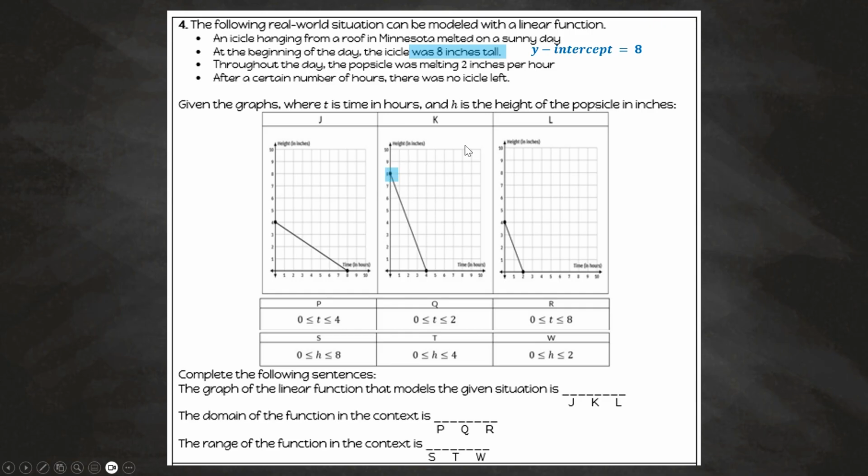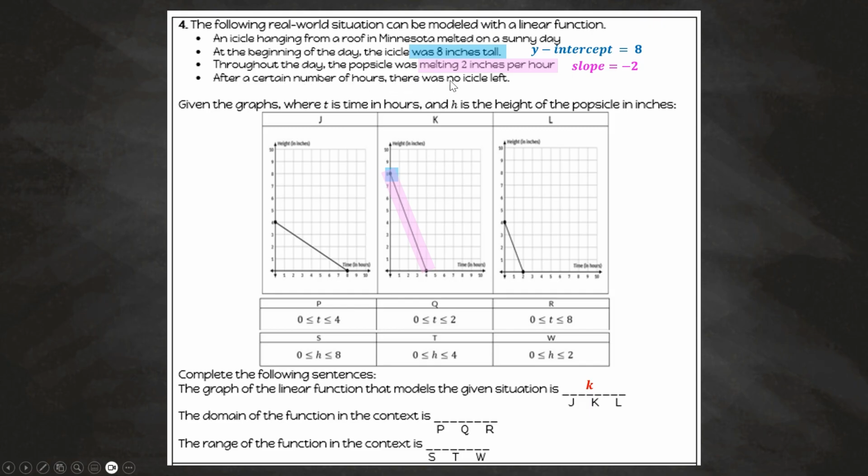So right now, this is the only graph that has the correct y-intercept. Throughout the day, the icicle was melting 2 inches per hour, so we're looking for a slope of -2. If we go down 1, 2, we go over 1, down 2, over 1. This does have a slope of -2, so graph K is still continuing to match.